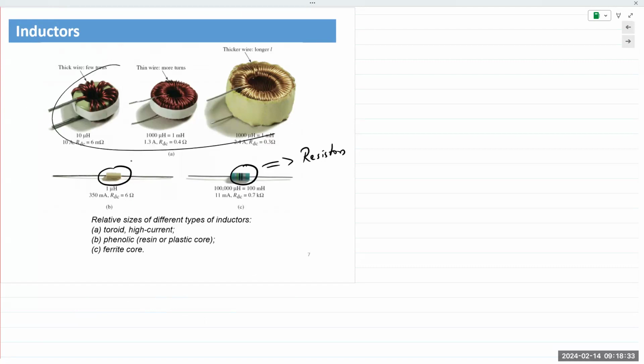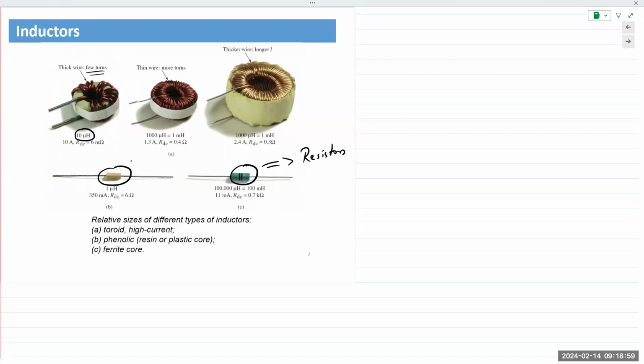These are pretty big, as you can see. Look closely at the values of these inductances. You see the number of turns in this one right here is much less, so the value of the inductance is also less, 10 microhenry.